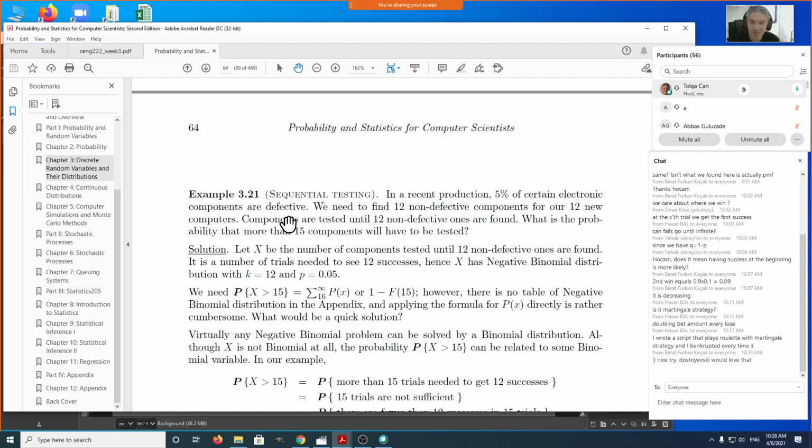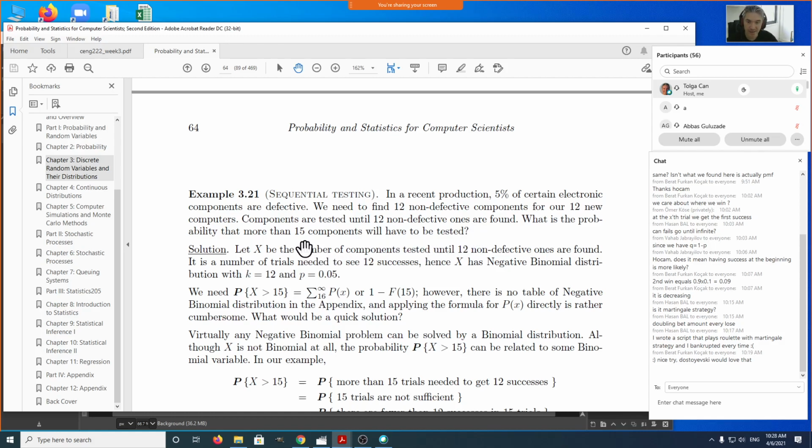So 5% of certain electronic components are defective. We need to find 12 non-defective components for our 12 new computers. Our goal is to find 12 non-defective components; we're not looking for defective components. Components are tested until 12 non-defective ones are found. So here our success probability is 0.95, and k is equal to 12. And what is the probability that more than 5 components will have to be tested?